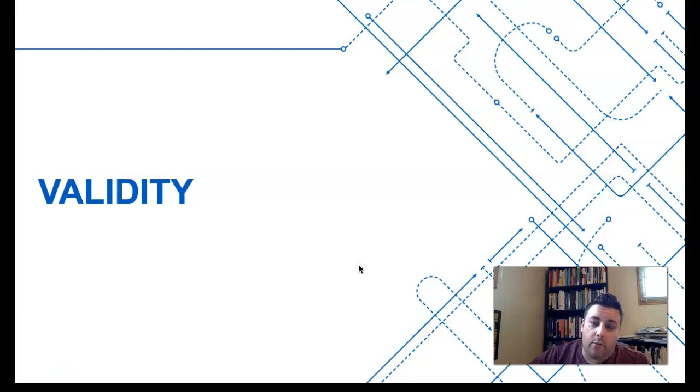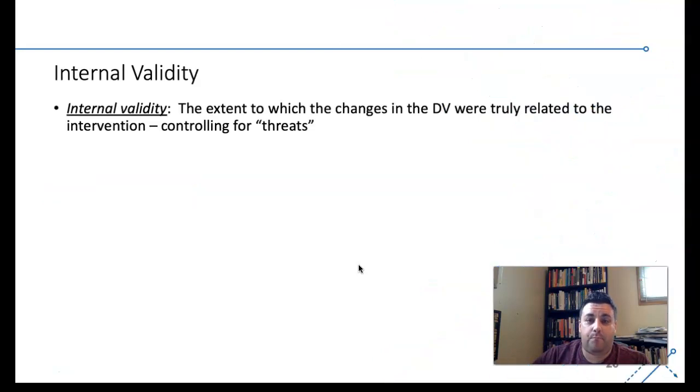When we're talking about research designs, there's another form of validity that we need to talk about. Actually, there's two. So there's internal validity and there's external validity. Let me give you definitions for these real quick.